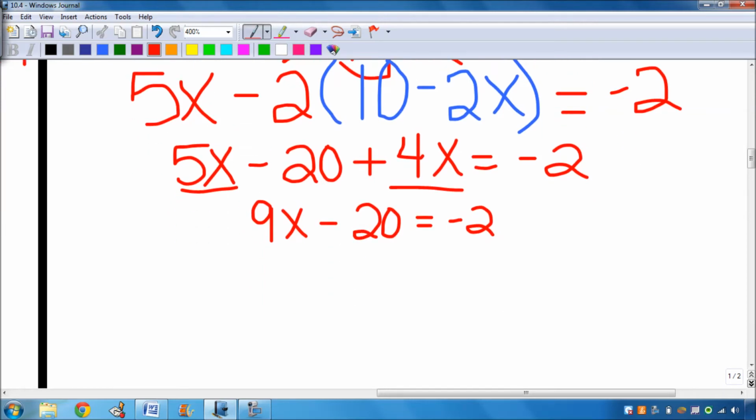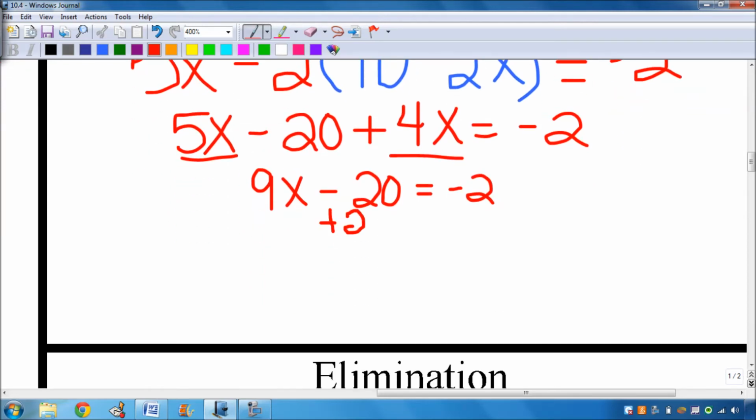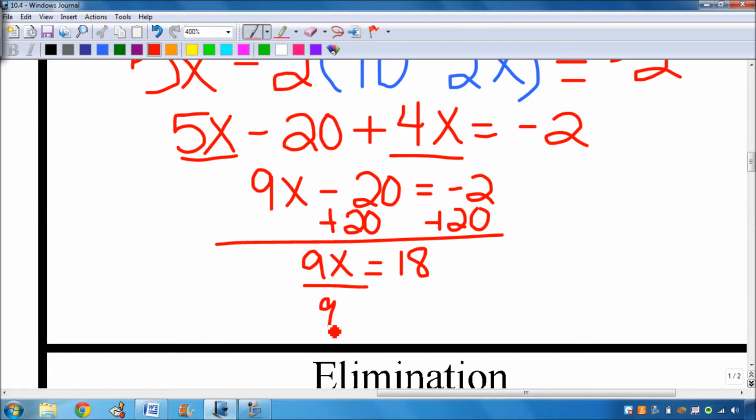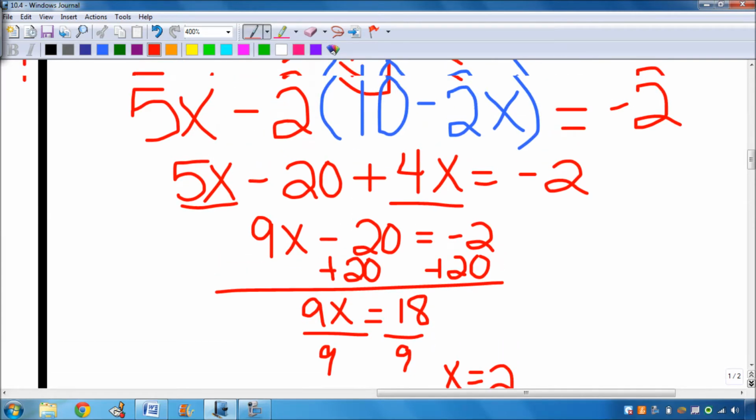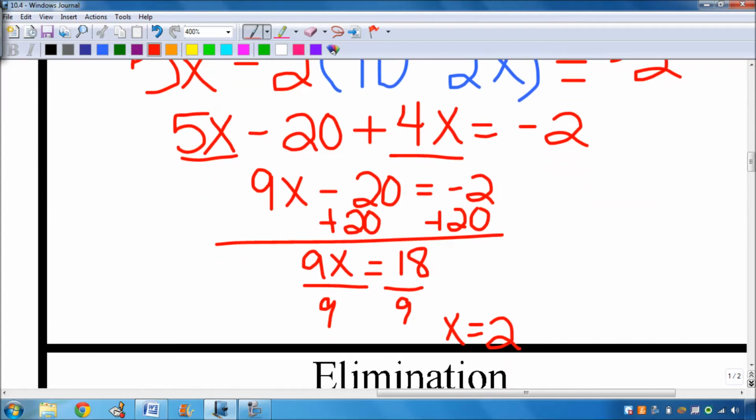And then you have to add 20 to both sides, and you get 9x equals 18. Divide both sides by 9, and you get x equals 2. Well, now that you got x equals 2, you still have to figure out the corresponding y value.